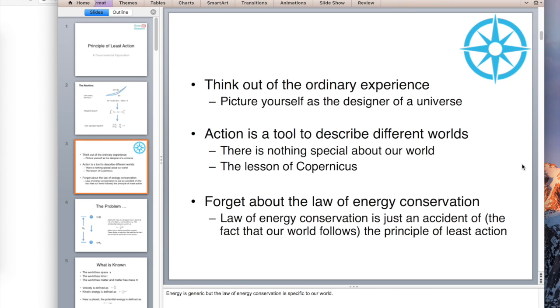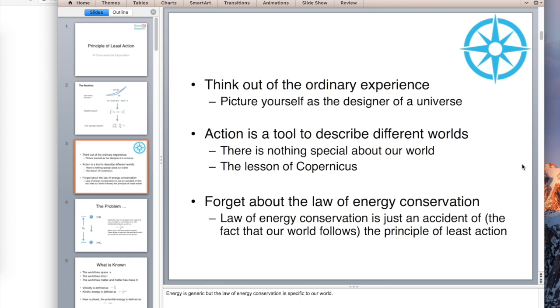So I think to understand the principle of least action, you should think out of the ordinary empirical experience and picture yourself as a designer of a universe. You can design the physical laws in this universe. An action, as a quantity in physics, is actually a tool to describe different worlds. So there is nothing special about our world. In another world, the movement of the mass object does not necessarily follow the least of action. It could follow any other action. So action can be used to describe different worlds.